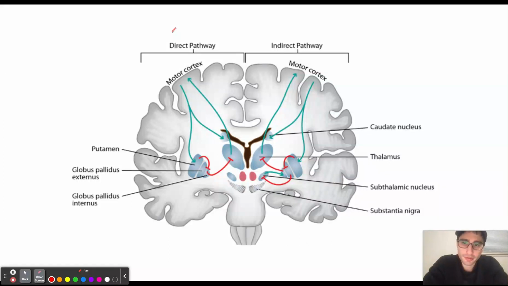Hello everyone, in this video we're going to be discussing the direct and the indirect pathway of the basal ganglia. So the function of the direct pathway is going to be to increase movement, and the function of the indirect pathway is going to be to decrease movement. Now let's first start with the direct pathway.